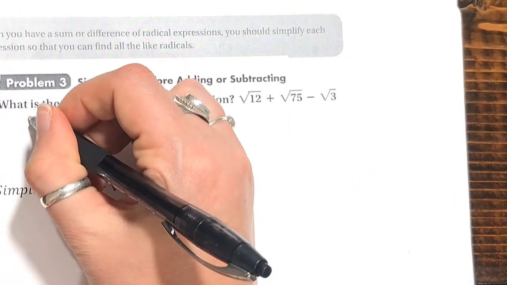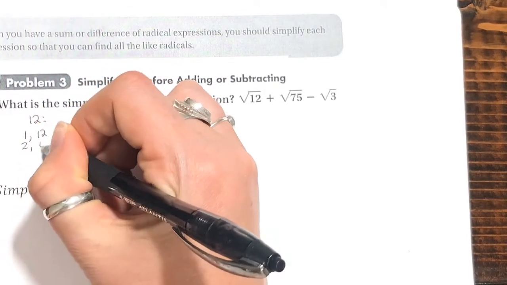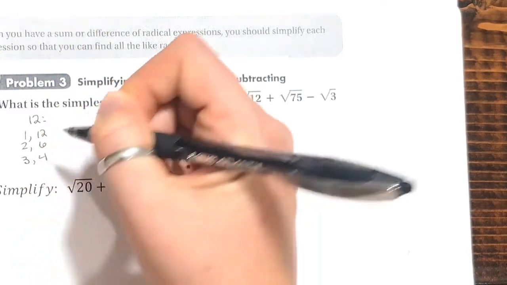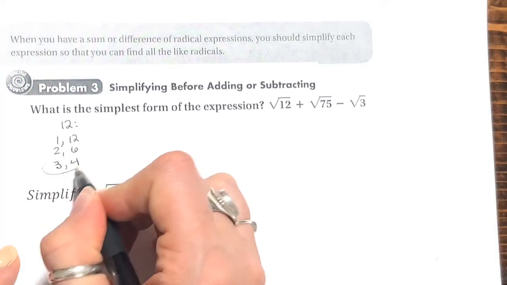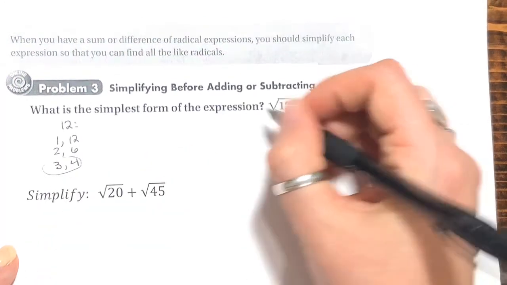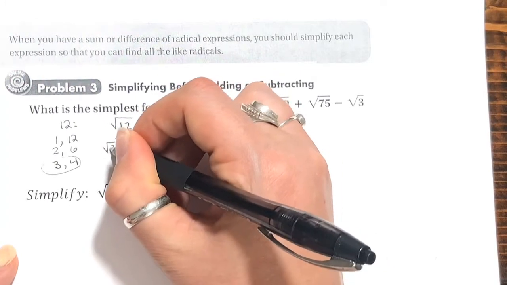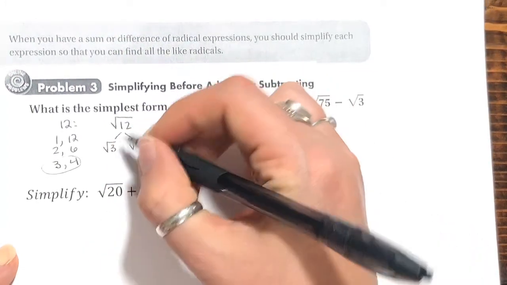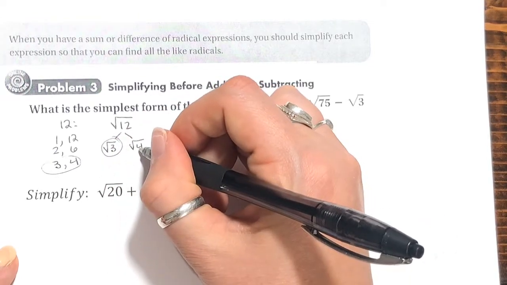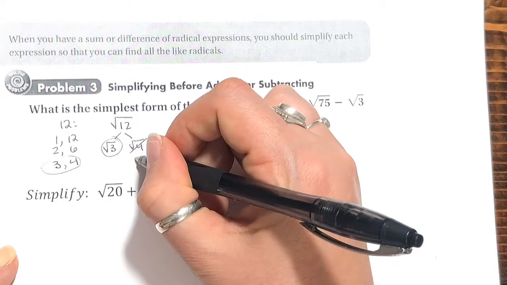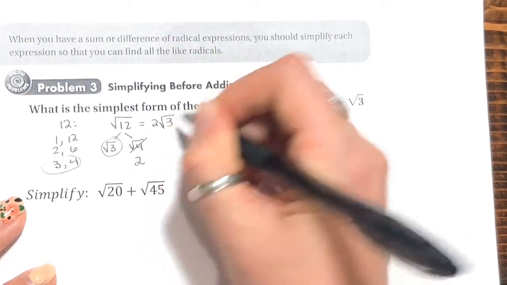So if I think of my factors of 12, I have 1 and 12, 2 and 6, 3 and 4. I want to pick the pair that has a perfect square in it, which would be this pair. Okay, so 3 and 4. So I'm going to break down my square root of 12 to be a square root of 3 times the square root of 4. Well, 3 is prime, it can't come out of the square root, so we just keep it. But 4 is a perfect square, so we can take the square root of 4, which is 2. So this is equal to 2 square roots of 3.